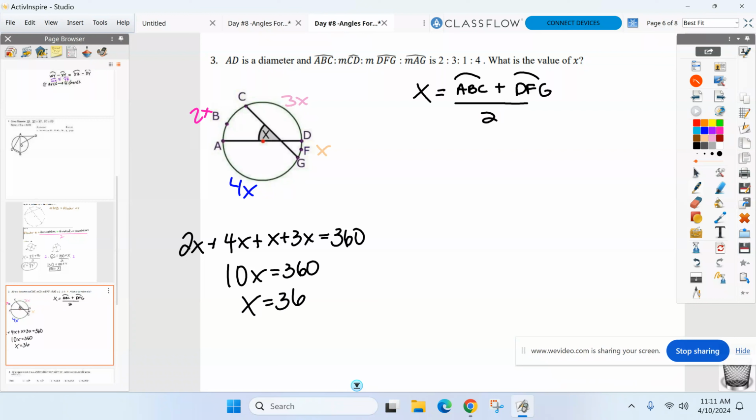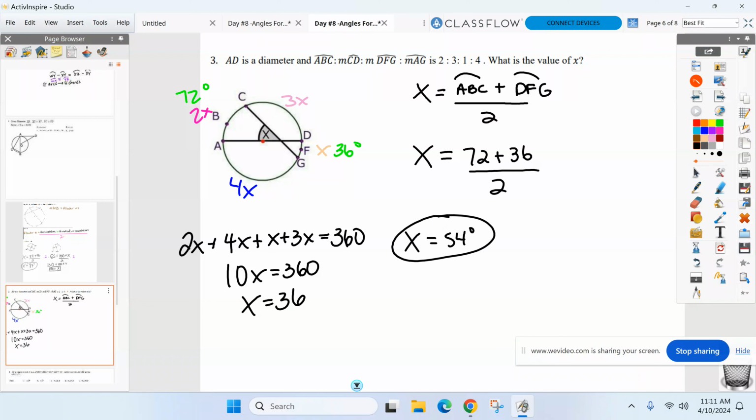I plug it into ABC. That arc now is 2 times 36, 72 degrees. And then DFG is just x, so that'll be 36. So now we'll substitute it in to find the floater angle. Halfway in between those two, 54 degrees. Questions?